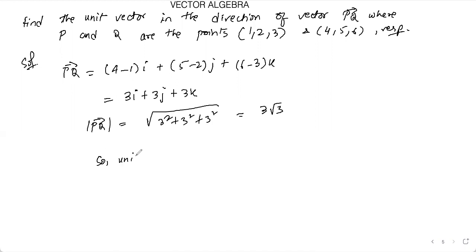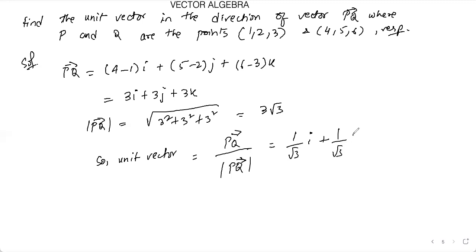So the unit vector would be PQ by mod PQ, right? So this is 1 by root 3 i plus 1 by root 3 j plus 1 by root 3 k. Okay.